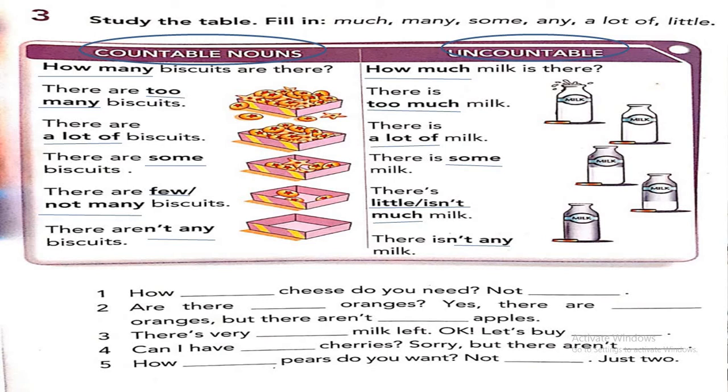Good, my dear students, and now let's see the answers. How much cheese do you need? Not much. We ask with much because cheese is uncountable. So, are there any oranges? Yes, there are a lot of oranges, but there aren't any apples.